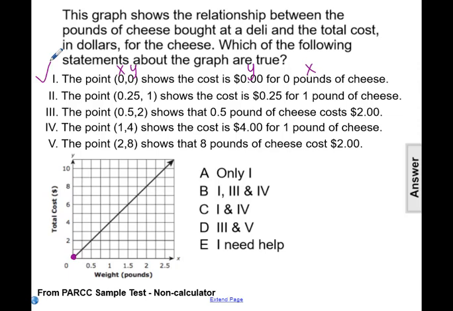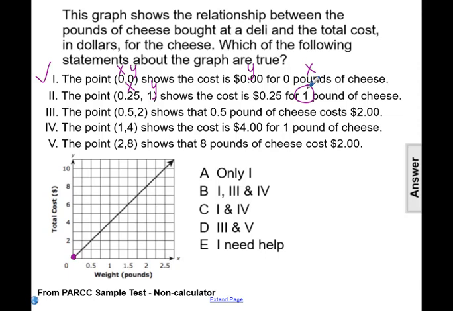Now let's look at statement number 2. The point (0.25, 1) shows the cost is 25 cents for 1 pound of cheese. So if we have the ordered pair (0.25, 1), that's an x value and a y value. So x is the weight in pounds of cheese. So that should be 0.25, so 0.25 pounds of cheese. But wait a minute, this is saying that's only 1 pound of cheese.